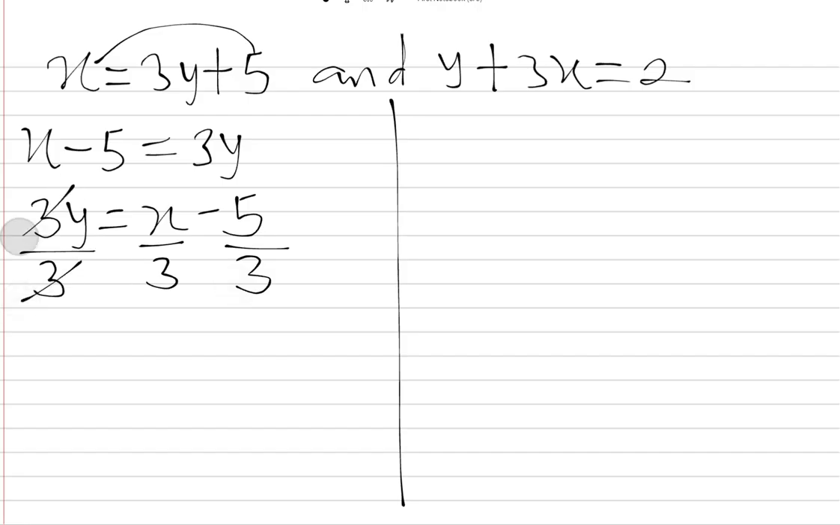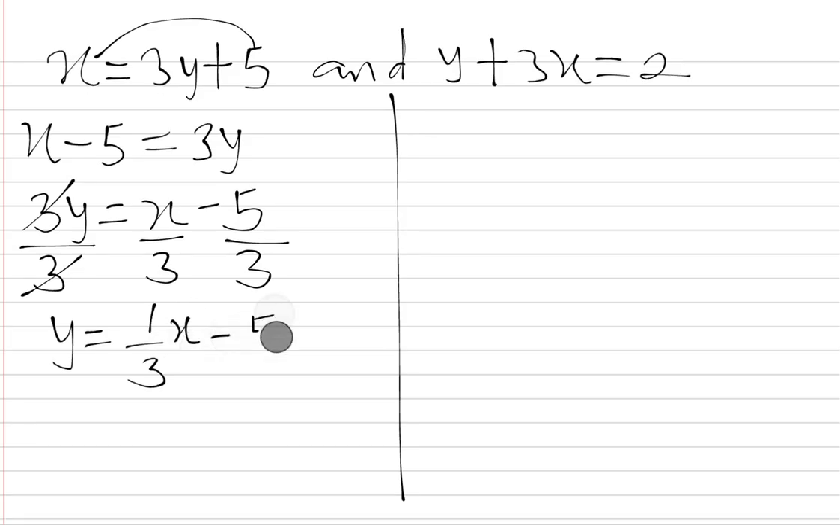3 cancels 3. That means y is equal to 1 over 3x minus 5 over 3. So that means my m1 here is 1 over 3. Are you seeing that now? My m1 is 1 over 3. The coefficient of your x is what we call m1. All right, so you've gotten that here.